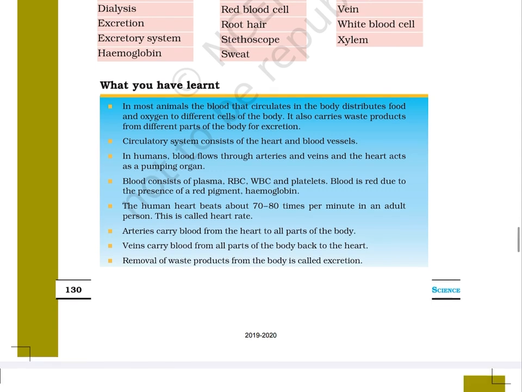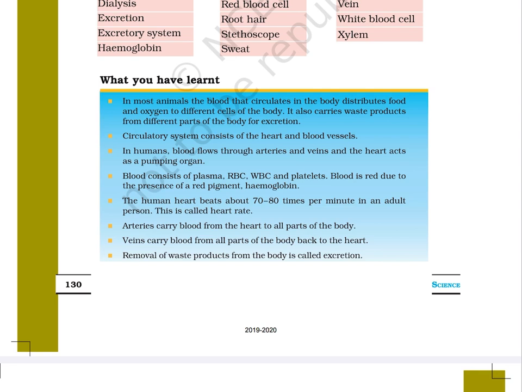5. The human heart beats about 70 to 80 times per minute in an adult person. This is called heart rate. 6. Arteries carry blood from the heart to all parts of the body. 7. Veins carry blood from all parts of the body back to the heart. 8. Removal of waste products from the body is called excretion.